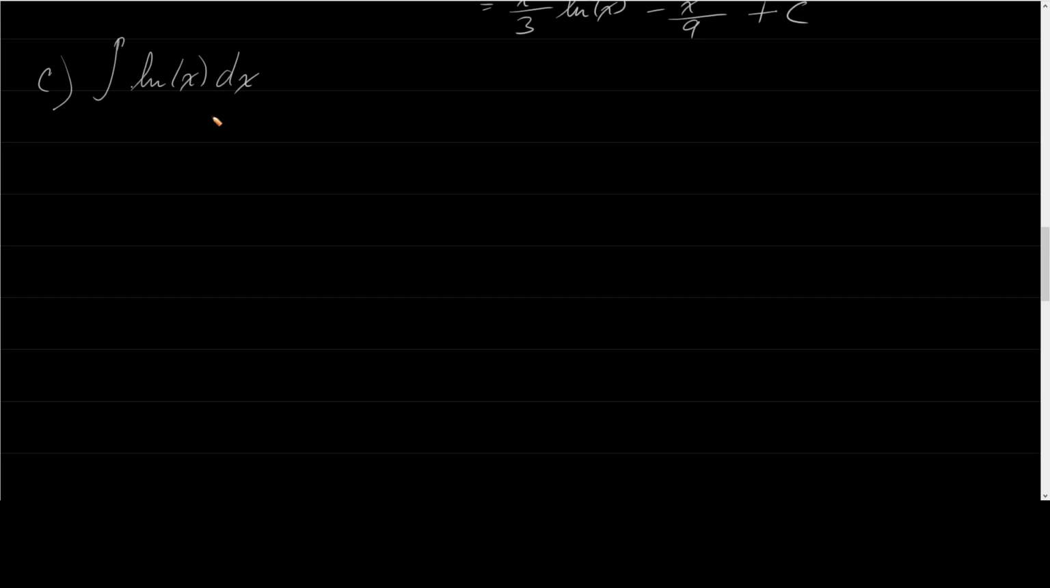In here, what we're going to do is follow that rule of LIATE. We're going to let our u be the logarithmic function, so just ln of x. And we're going to let dv be everything else. Well, what's everything else? Just dx. And if u is ln of x, then du would be 1 over x dx. And if dv is dx, well, then v would just be x. And now we can actually start applying the integration by parts rule.